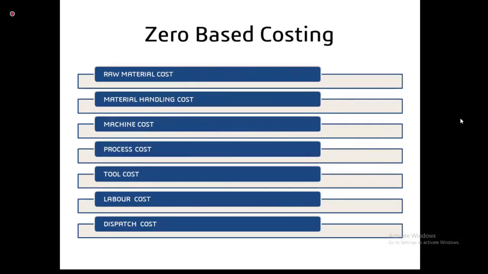Say, for example, whenever I am developing a product right from concept, there are a lot of expenses involved. First of all, if I want to design and manufacture a boiler, I need to purchase the raw material. Then there are the expenses involved in handling the raw material. Then I have to machine certain components, and there is some process involved in machining those components. Then there is a tool cost, a labor cost, and a dispatch cost. So these are certain expenses that I have shortlisted on the screen.